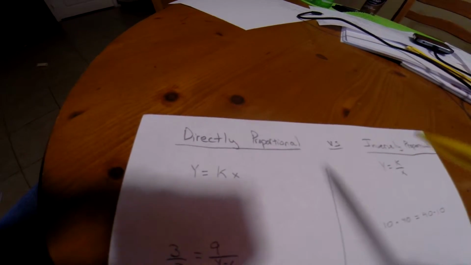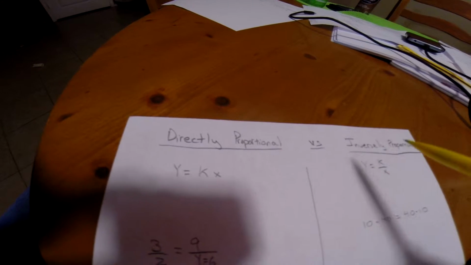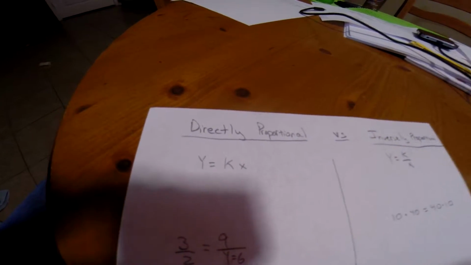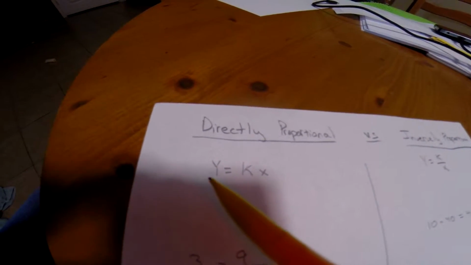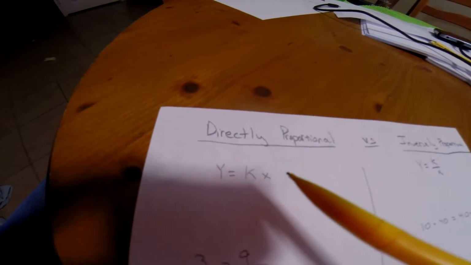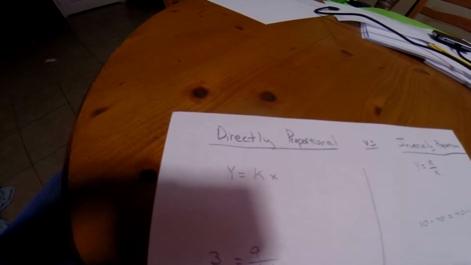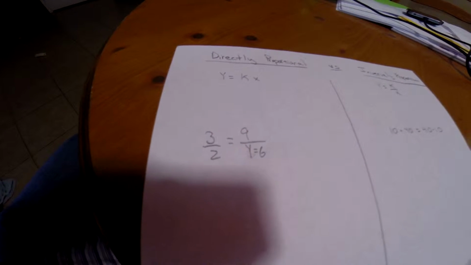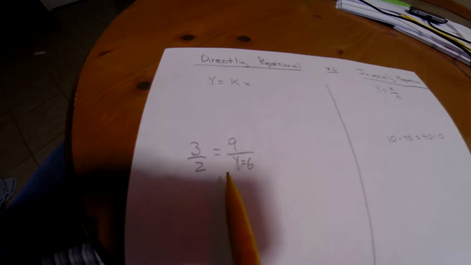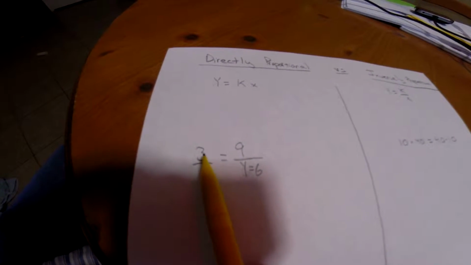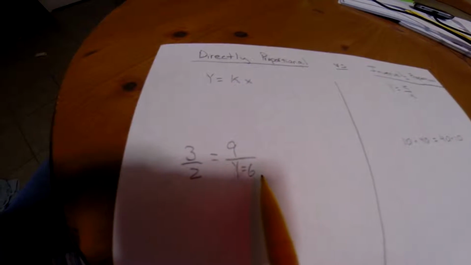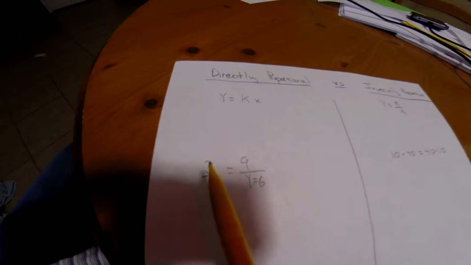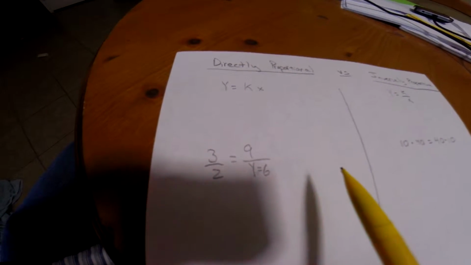Okay, so let's recap. Last video we were talking about direct and inverse, and I showed you how to solve it, and then I said there's another approach to this involving y equals kx. Don't use that, use what I taught you, okay? So here we go. This is what we did last time. We said 3 over 2 equals 9 over y, cross multiplied and solved, and we got y to be 6, okay?